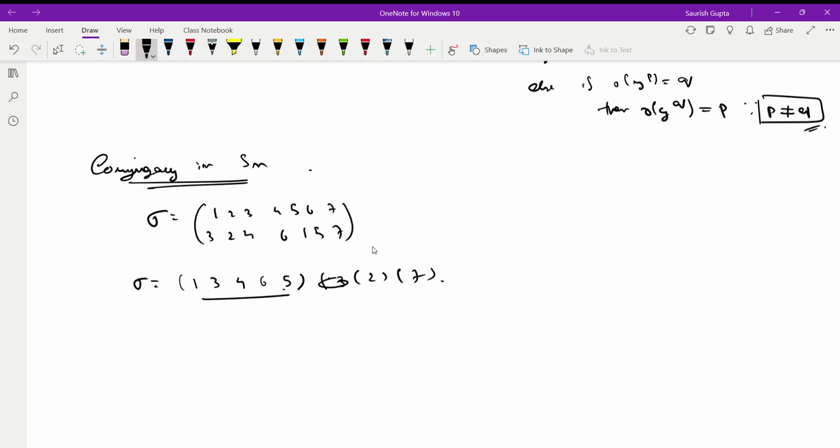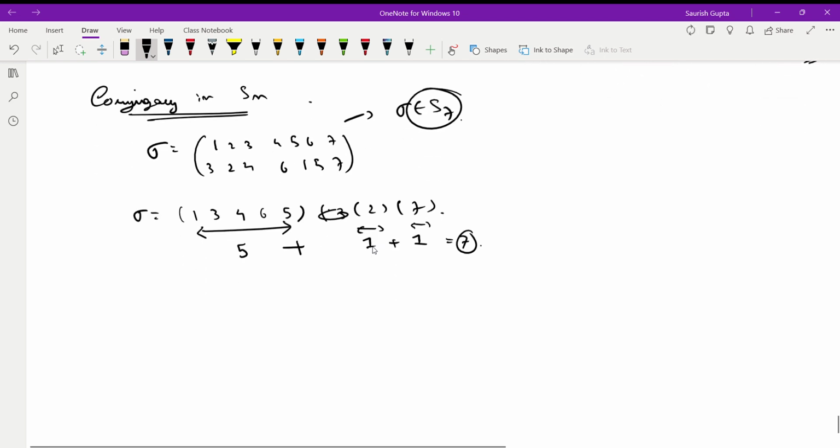So what is the length of each? This is 5, this is 1, and this is again 1. Observe that 5 plus 1 plus 1 is 7, and we are talking about sigma being in S7, which is obvious from the way we represented sigma. So if I consider a permutation and break it into disjoint cycles, then the lengths of those cycles give us a partition of the number n.